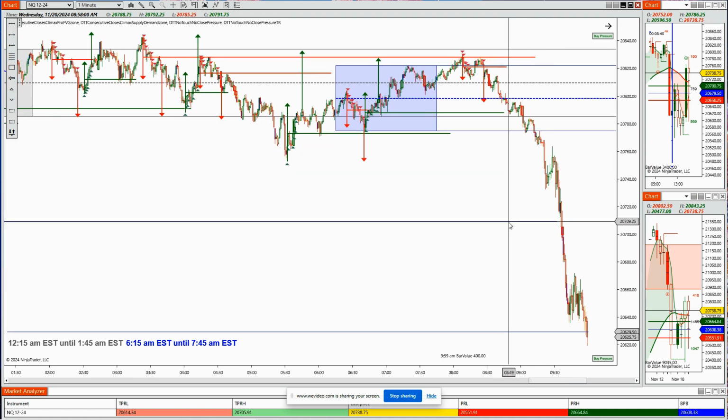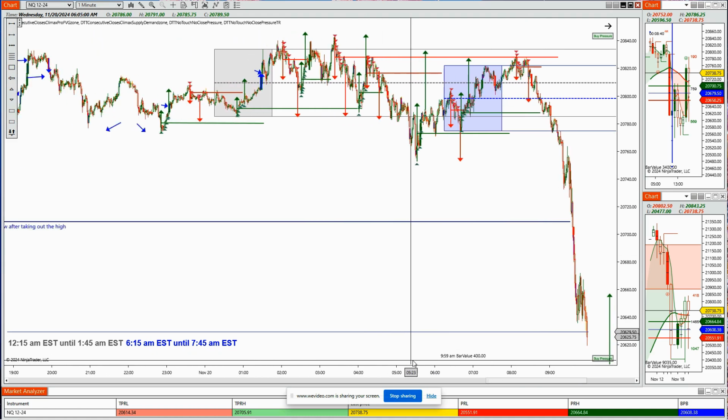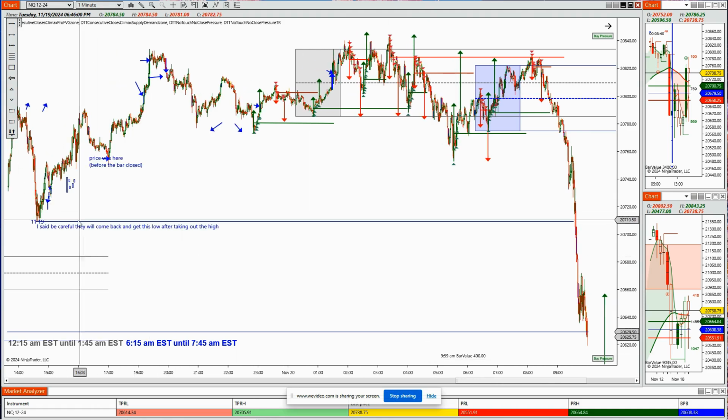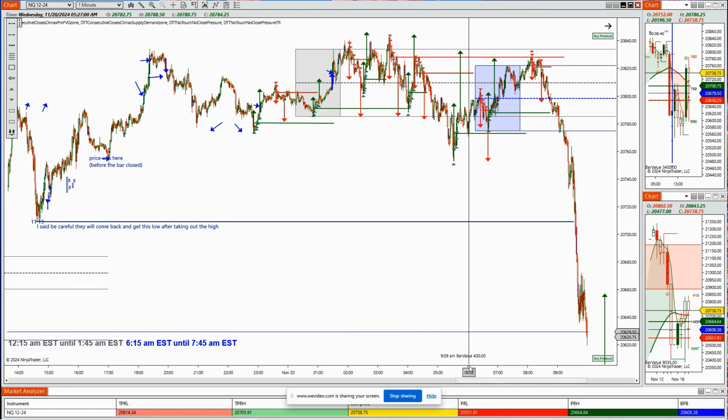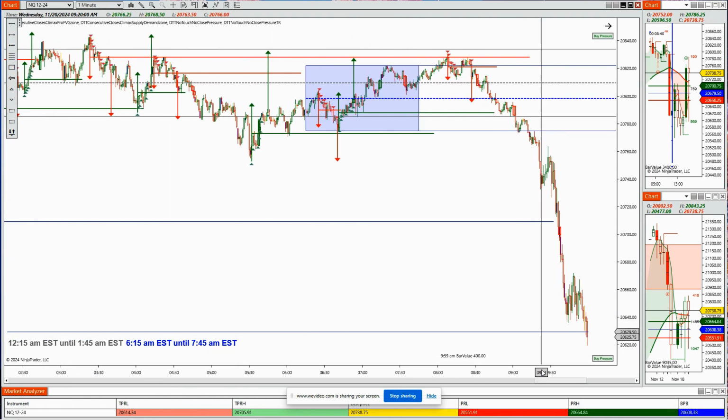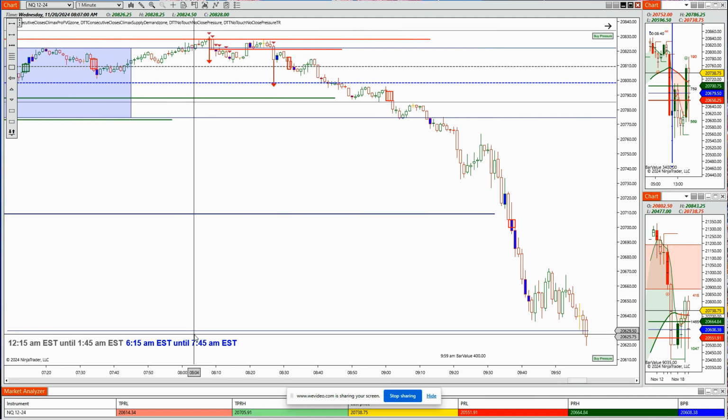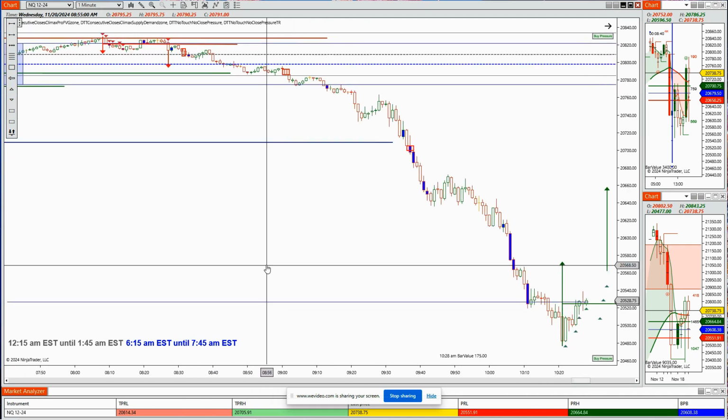Now, remember this line. Okay, remember that line? That's that pivot. I told you that they would come back and get that pivot. Absolutely, they will come back and get that pivot. Some information that I'm just a little bit aware of that I can't share with you, but I knew that they would come back.